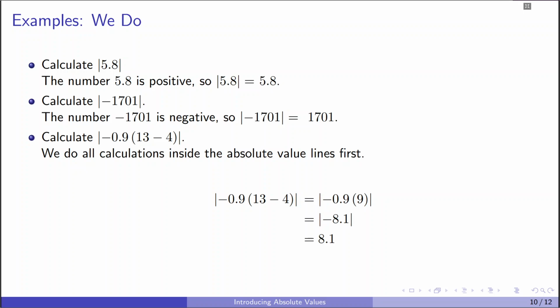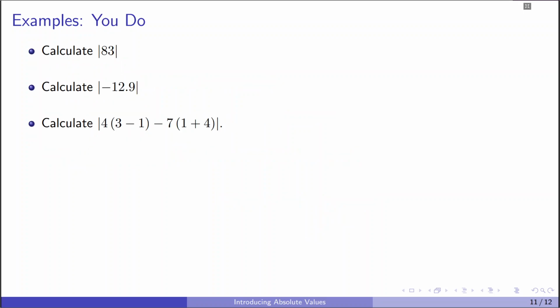So those are our guided examples, our we do problems. Now you do. We have 3 numbers here. Pause the video, take as much time as you need. I hope you've got at least the first 2 done by now. The absolute value of 83 is 83. The absolute value of negative 12.9 is 12.9.